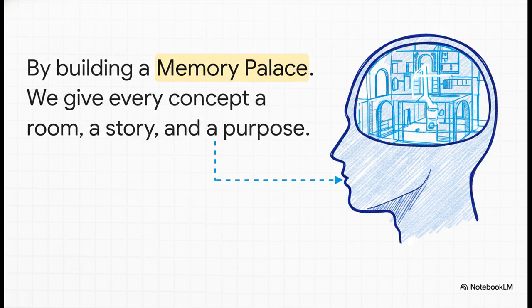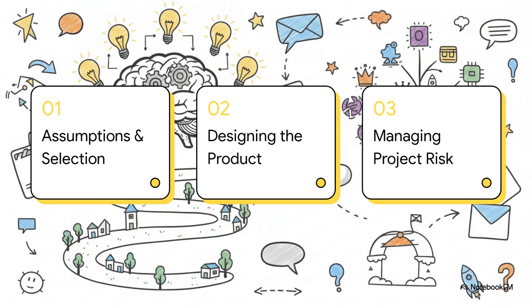See, we don't just stare at lists and hope for the best. We actually construct something. Every single concept gets its own room, its own story, its own purpose. And by the end of this session, you are going to have a rock-solid mental map for 7 more of these critical acronyms. Okay, here's our game plan. First, we're going to lay a solid foundation with assumptions and data selection. After that, we'll drop the blueprint for designing the actual product. And finally, we'll raise the shield by tackling project risk management, a really solid structure for a solid memory.